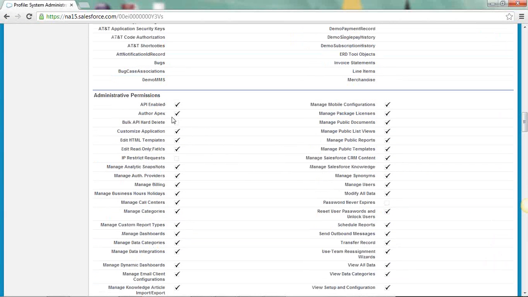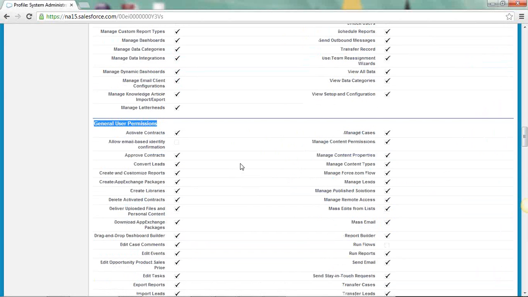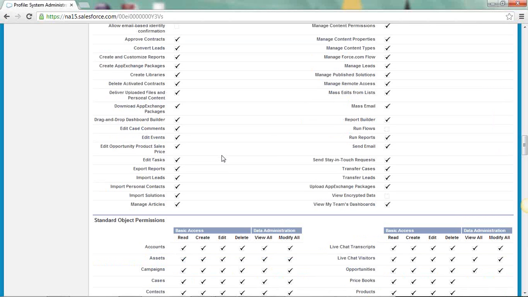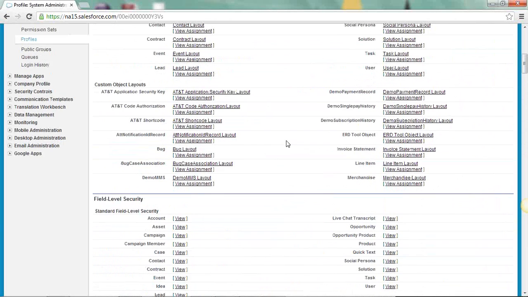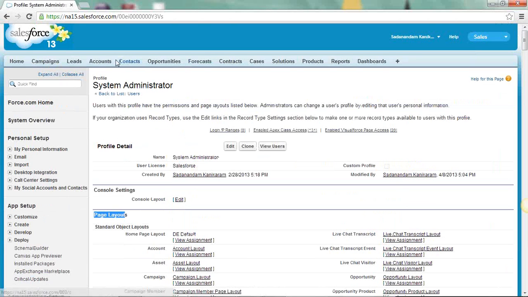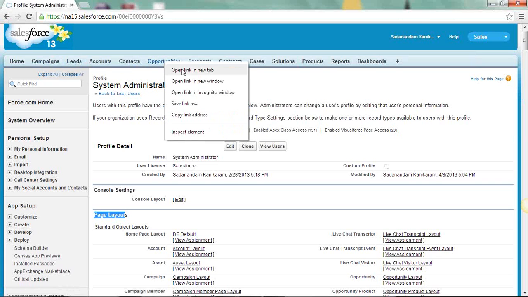Being a system administrator, he will have all access, like access to the entire application, and also most of the general user permissions. As a user also, he can perform all the tasks. So if I start from the beginning, there are different types of access the user with whom this profile is associated can have. The first one is page layouts. When I say page layouts, let's say I look at the sales application and opportunities.